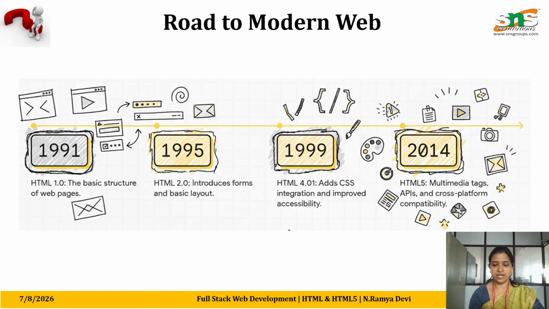So, how has HTML evolved? Websites became more interactive, and older versions of HTML had limitations. Developers had to depend on external plugins like Flash for videos and animations. HTML5 was introduced to solve these problems by providing built-in support for modern web applications. Today, almost every modern browser fully supports HTML5.